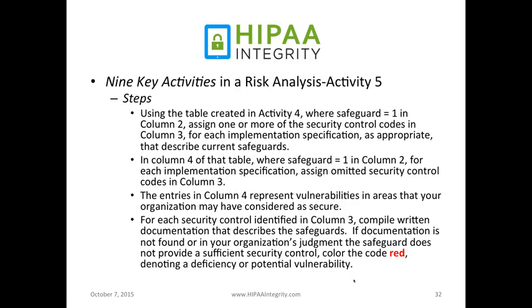The entries in column 4 represent the vulnerabilities in areas that your organization may have considered as secure. For example, you may not have conducted a risk analysis pertaining to particular implementation specifications, so that would become a vulnerability. For each security control in number 3, you're going to compile the written documentation that describes the safeguards you have in place. If it's not found in your organization, or in your judgment does not provide sufficient security control, you're going to color it red, denoting a deficiency or potential vulnerability.